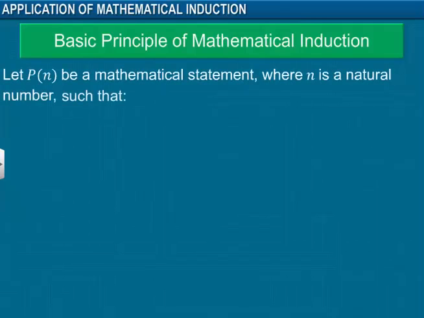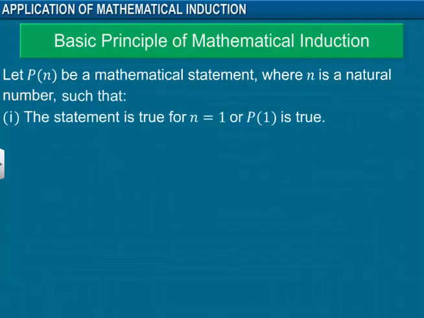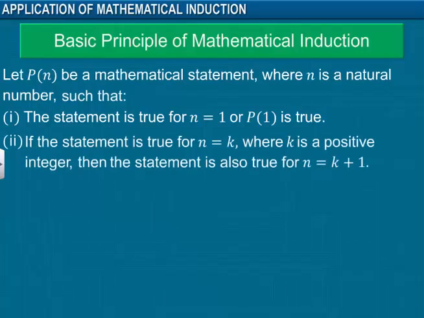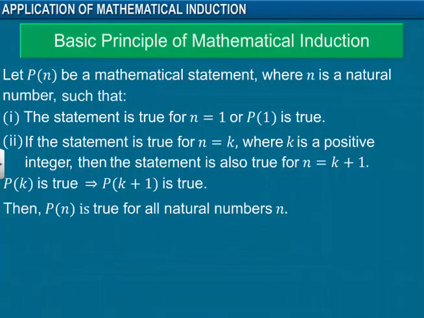Consider a mathematical statement P of n involving natural number n such that the statement is true for n equal to 1, or in other words, P of 1 is true. If the statement is true for n equal to k, where k is a positive integer, then the statement is true for n equal to k plus 1. In other words, if P of k is true, then P of k plus 1 is also true. Then, P of n is true for all natural numbers.